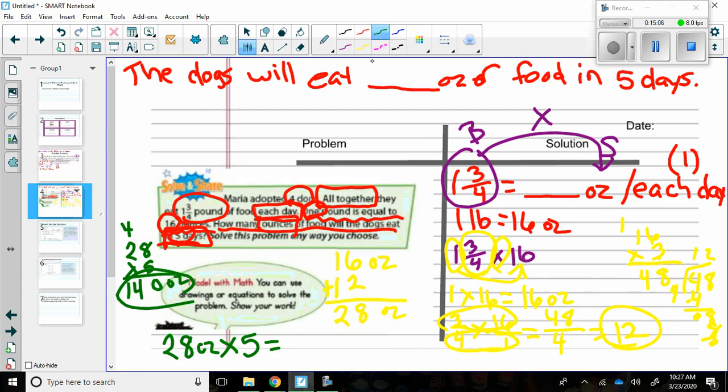So the dogs will eat 140 ounces of food in 5 days. Let's see how other students solve this problem.